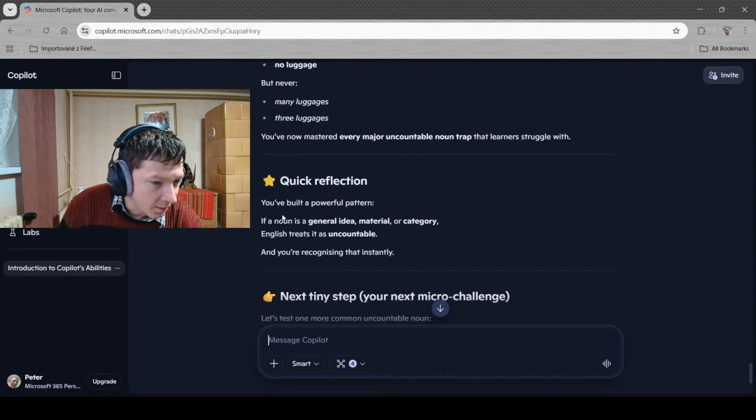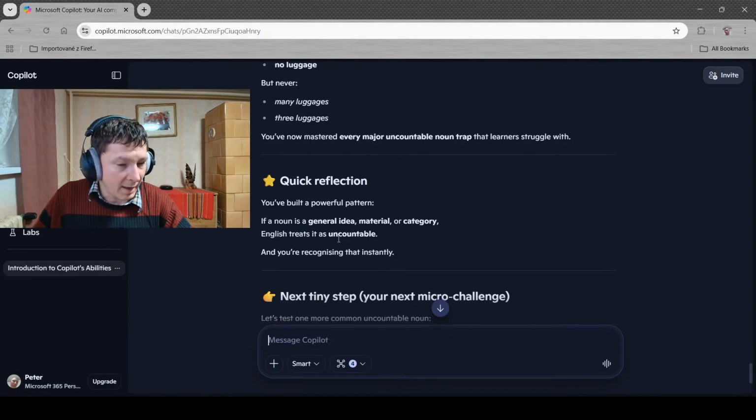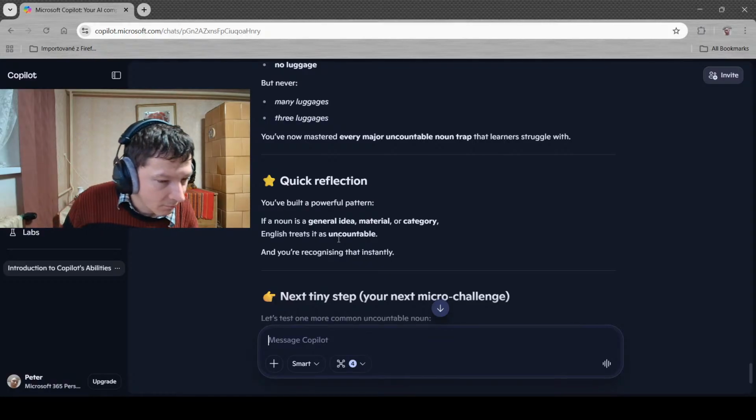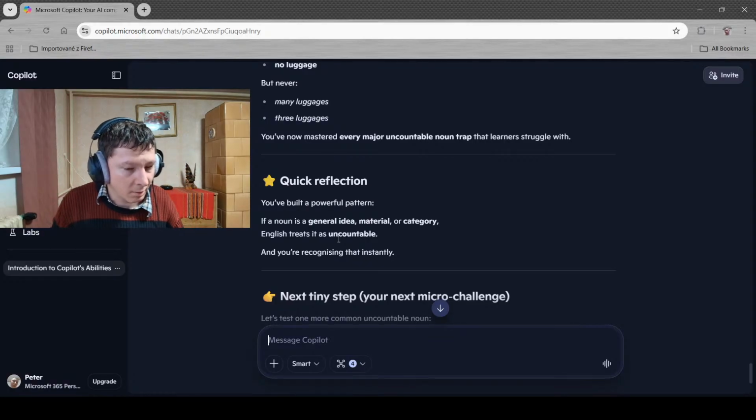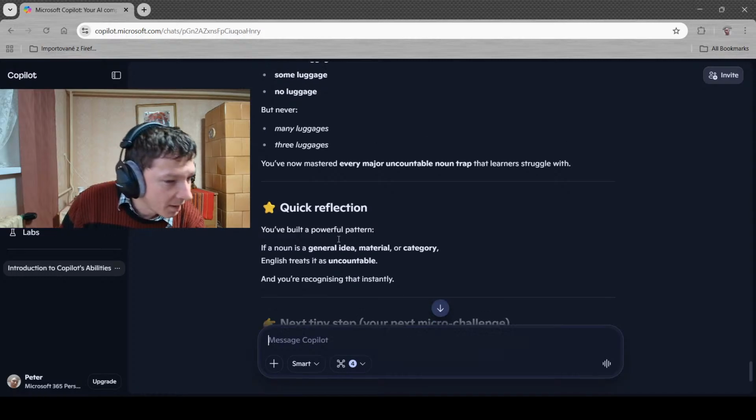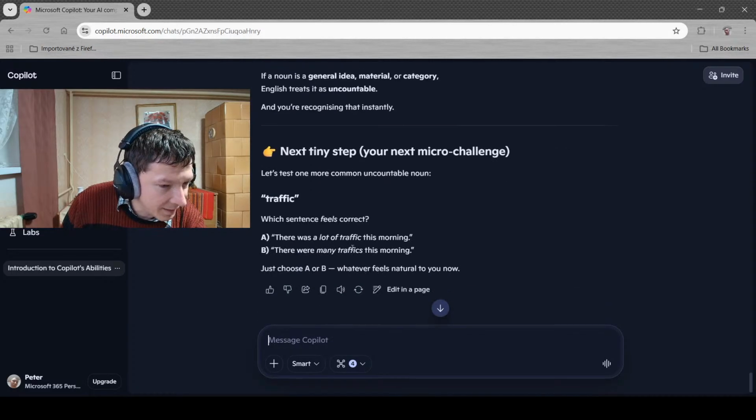Quick reflection. You've built a powerful pattern. If a noun is a general idea, material, or category, English treats it as uncountable. People, you have to know it. It has to be your important thing, yes. And you're recognizing that instantly.